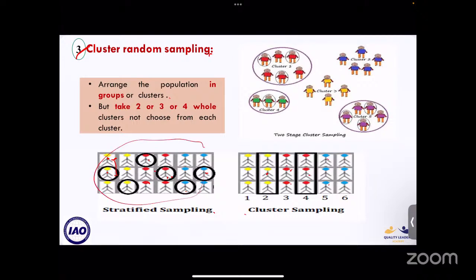But in cluster sampling, I divide each type into 2 or 3 clusters, and then I take one entire cluster at once. I will not take individuals from each cluster. Instead, I take one cluster as a whole. For example, 1 cluster from yellow, 1 cluster from red, and 1 cluster from blue. So this is what you call random cluster sampling.